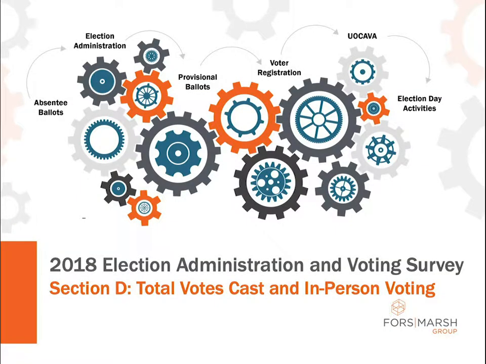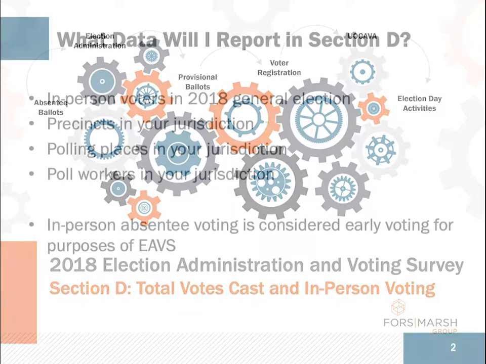This video will review Section D of the 2018 Election Administration and Voting Survey, or EAVS. This section seeks to understand in-person voting and election administration in your jurisdiction in the 2018 general election. You can find similar presentations for the other 5 sections of the survey on the EAVS portal and the Election Assistance Commission website. As you watch this video, you might want to follow along with the PDF version of the survey, which can be found on the Downloads page of the EAVS portal.